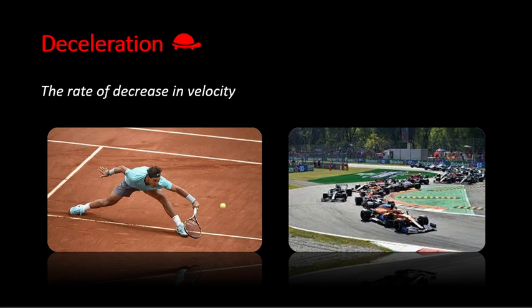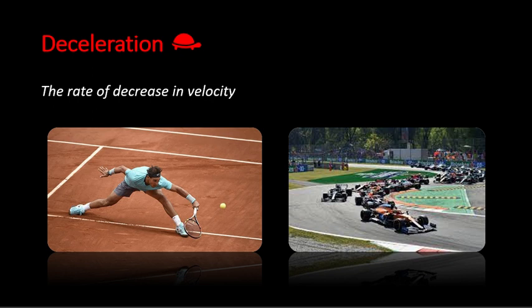And then for equipment, the equipment example is again an F1 car. Before it turns a corner, it would decelerate and its velocity would decrease over a small period of time. And then the rate at which that decrease occurs is the deceleration of the car. And the equation for deceleration is the same as acceleration.